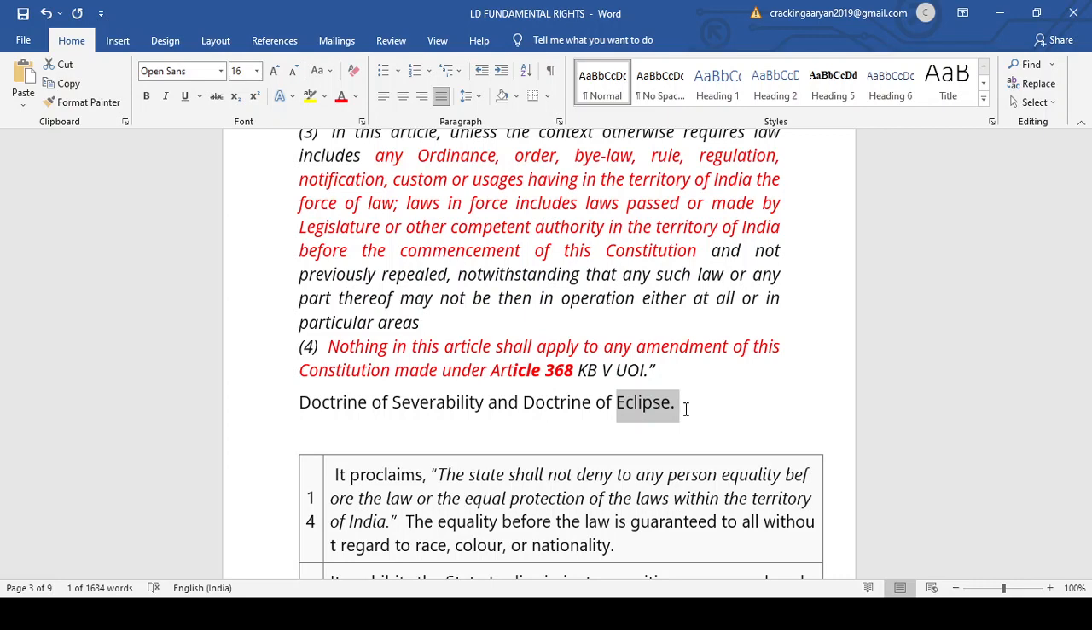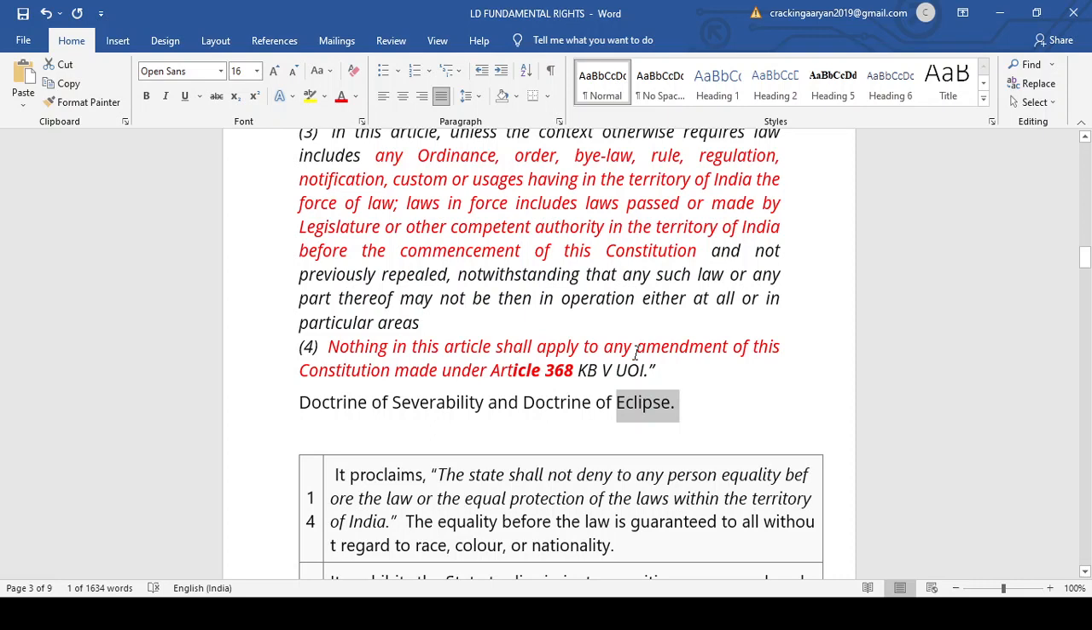Now in future, if any determination of right appears before the Supreme Court, it can use that particular law once again. So it does not become dead, it becomes dormant. That is the doctrine of eclipse: the overshadowing of that particular law which was considered inconsistent with the fundamental right. It is overshadowed by the fundamental right and it remains dormant.